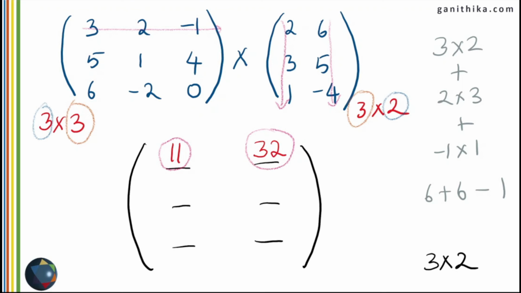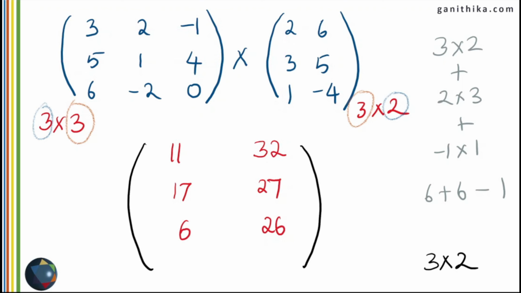And now that you know that you have to go to the second row, your answer is going to be here, second row, first column and second row, second column. Continuing in the same way, we can fill the third row for both the columns and this is going to be your answer for the product of the given 2 matrices.